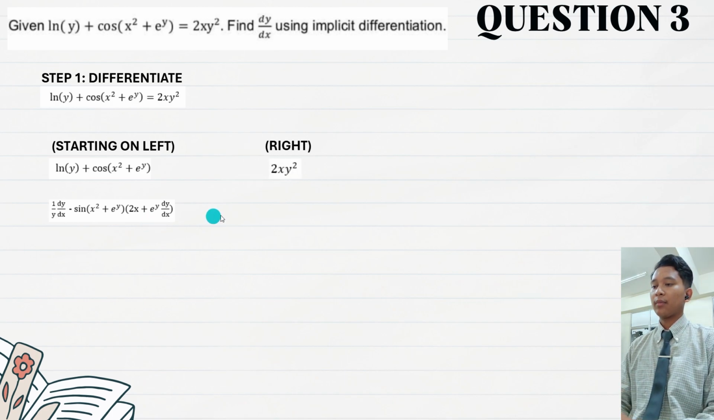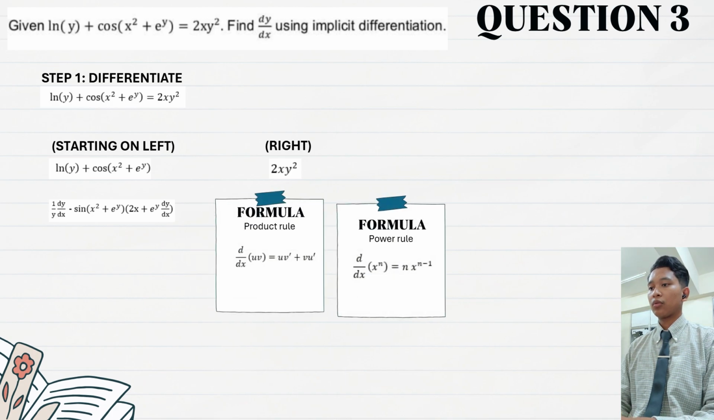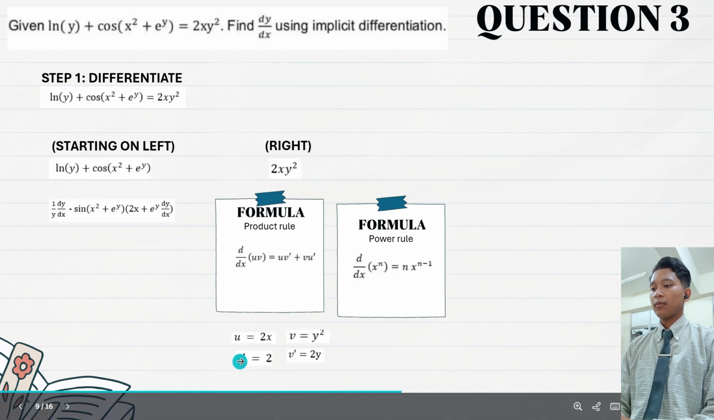Next, on the right, 2xy power of 2. This is actually two terms, so we are going to use product rule and power rule for differentiate. Following the product rule, we are getting u equal to 2x and v equal to y power of 2. With power rule, we are getting u prime, which is 2, and v prime, which is 2y.